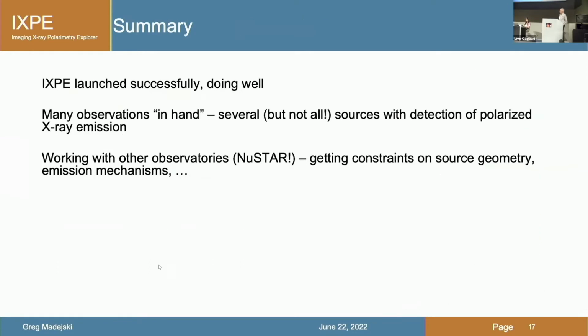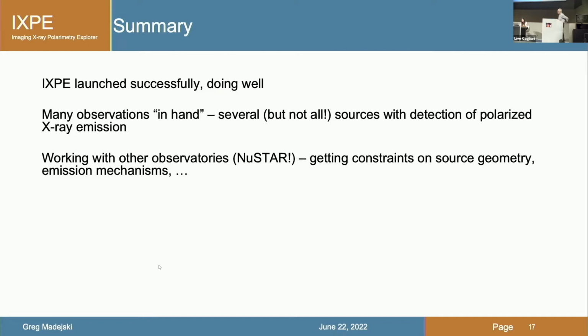All right, so in summary, IXPE was launched 6 months ago. It's doing very well, was launched successfully. Observations are continuing. There's probably on the order of 20-ish, if not more, maybe 30-ish sources in the can right now, and they're being analyzed. Not every single observation is easy to analyze, simply because there are still some bits and pieces of the data analysis that have to be worked out.